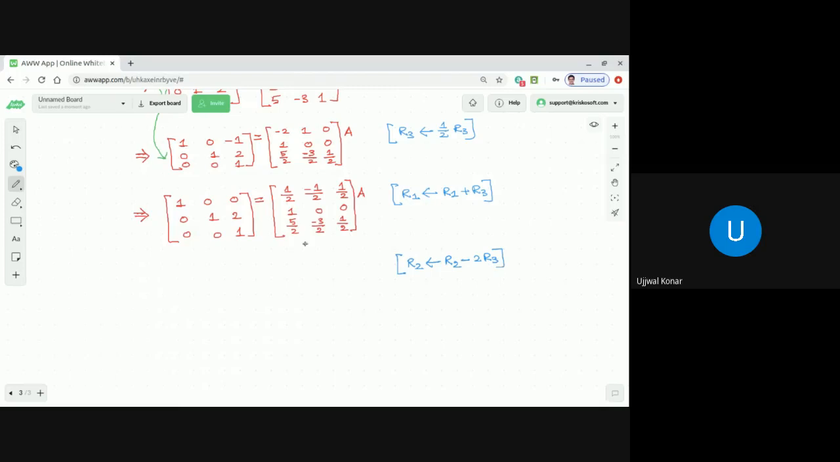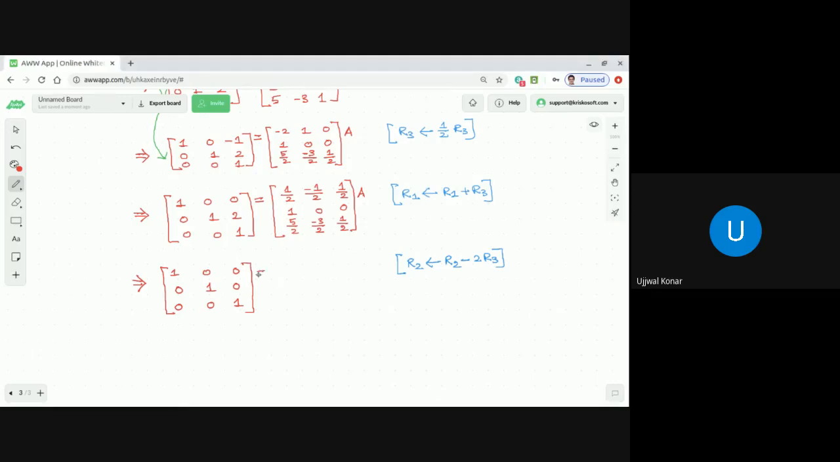If we perform this operation, dear students, what are we going to get? The first row and third row will remain the same, so I can write 1 0 0 and 0 0 1. I already wrote the first and third row. The second row will now become 0 1 0.